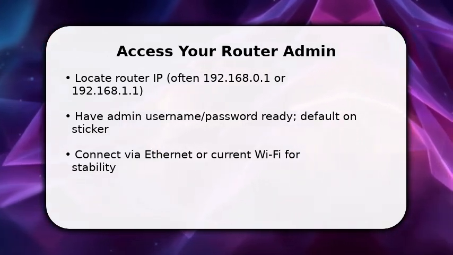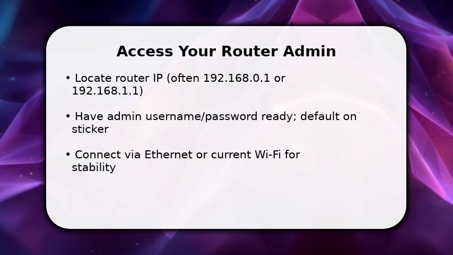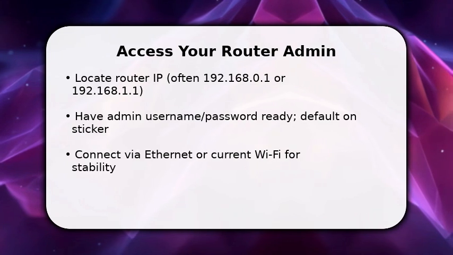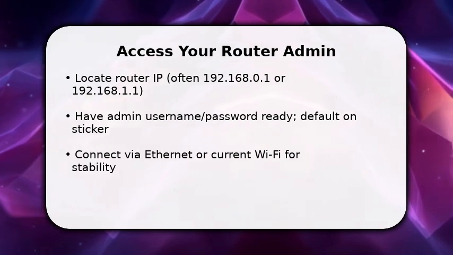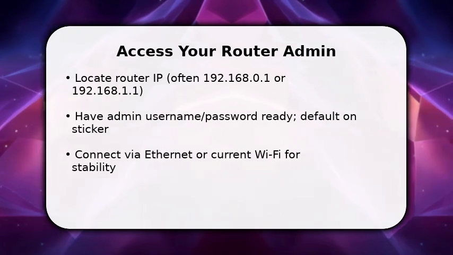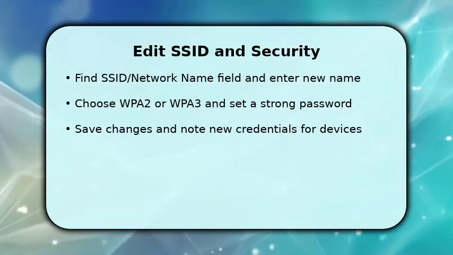Once logged in, you'll see menus like Wireless, Wi-Fi, or SSID. Navigate there now so you can edit the network name safely and avoid interruptions. You'll edit the SSID field to set the new Wi-Fi name, pick something unique but recognizable.